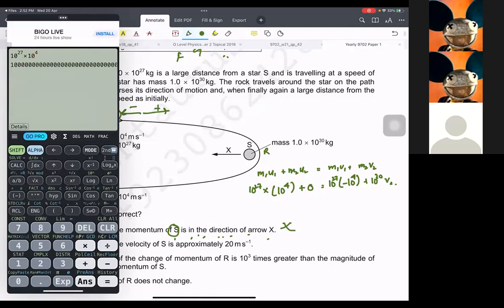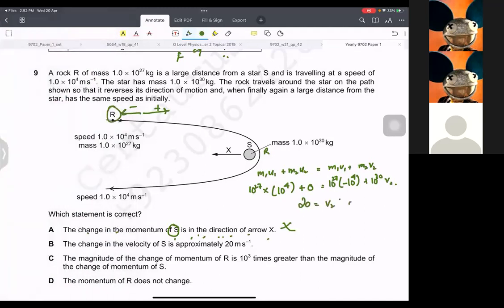All right. I don't know what that is, but never mind. Minus. No, we got to add it. Add it by 10 raised to power 27 multiplied by 10 raised to power 4. Okay, whatever that is. And then we divide it by 10 raised to power 30. It's 20. So final speed is 20. That is correct. B is correct.